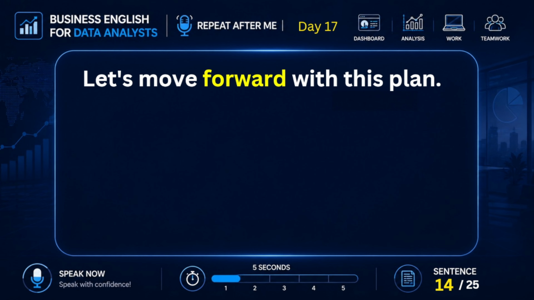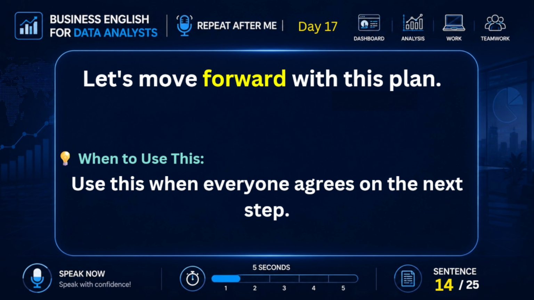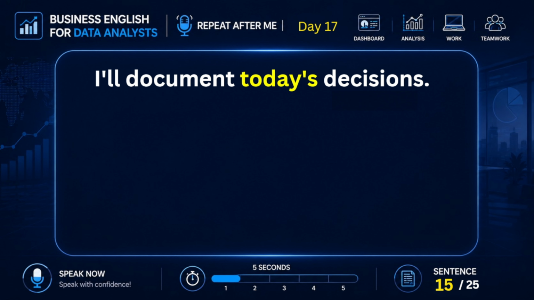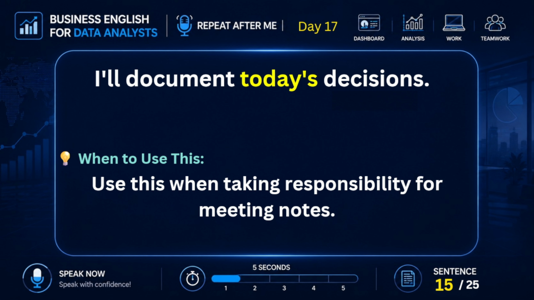Let's move forward with this plan. Use this when everyone agrees on the next step. I'll document today's decisions. Use this when taking responsibility for meeting notes.